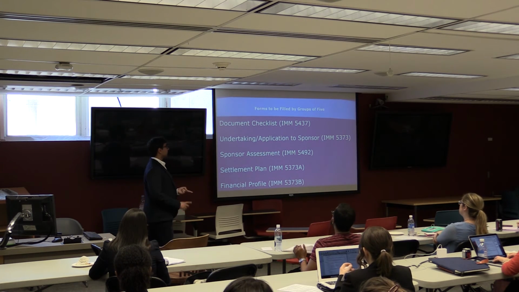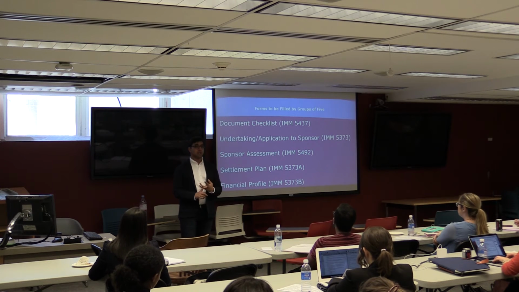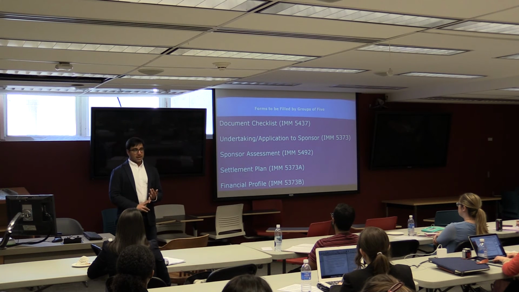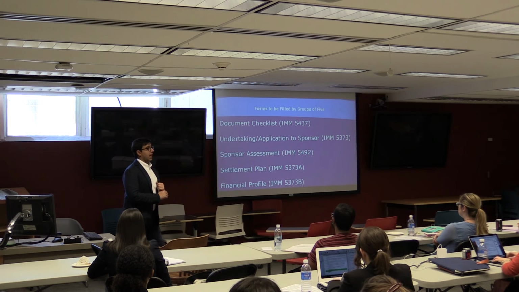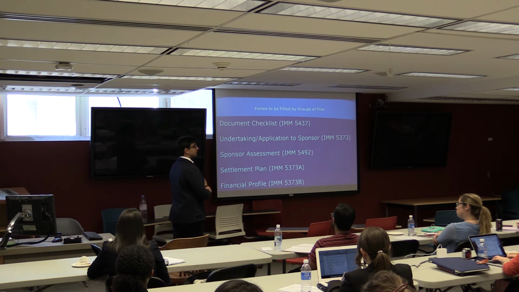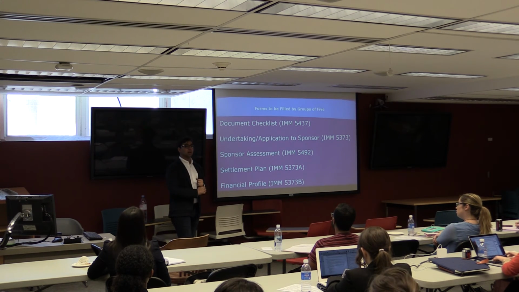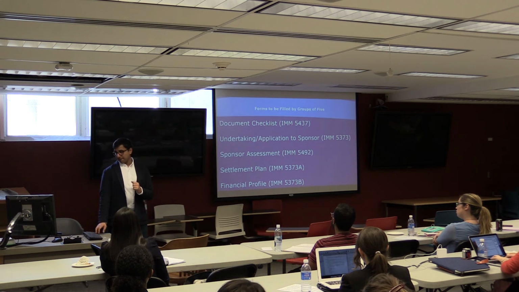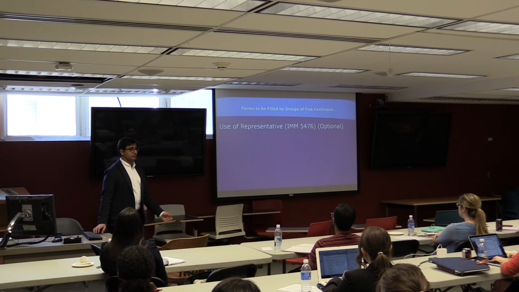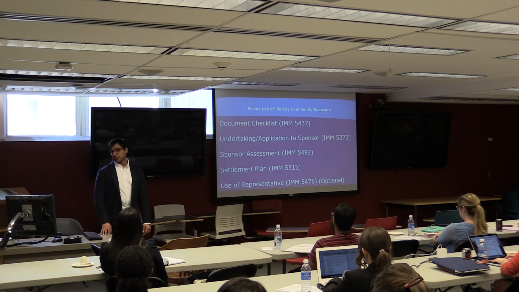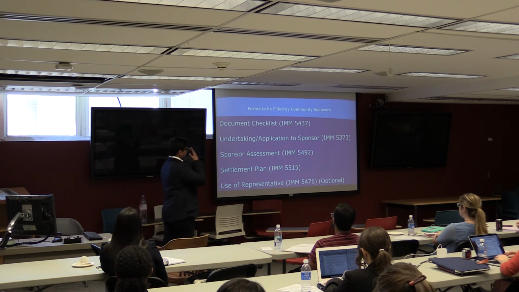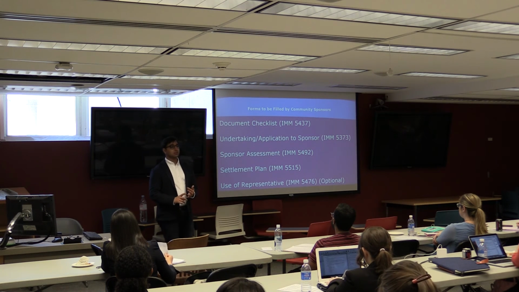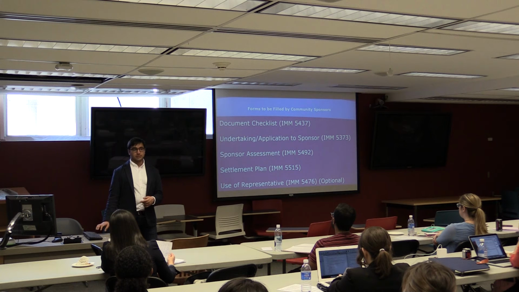So if you're going through group 5, you complete the document checklist, undertaking/application to sponsor, the sponsor assessment, the settlement plan, and the financial profile. Everybody in a group of 5 needs to complete the financial profile form, and I'll talk about the exceptions to that in a few slides. And then also the use of representative form if they are working with a representative. So for community sponsors, you have the document checklist, the undertaking application to sponsor, the sponsor assessment, settlement plan, and the use of representatives.